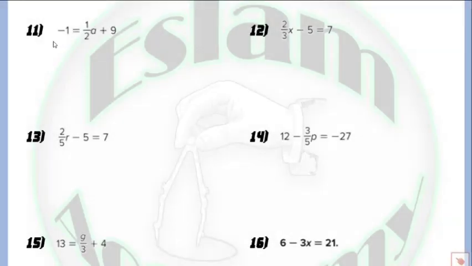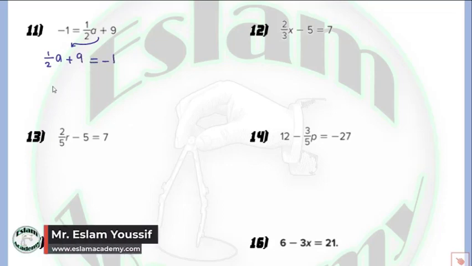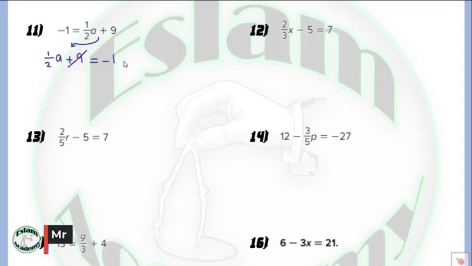In question number 11, we have negative 1 equals 1 over 2a plus 9. At the first, we just rearrange the equation. So we have 1 over 2a plus 9 equals negative 1. Now we need to find if there is addition or subtraction. Once we have addition, we'll use subtraction. So just subtract 9. So 1 over 2a equals negative 1 minus 9 equals negative 10.